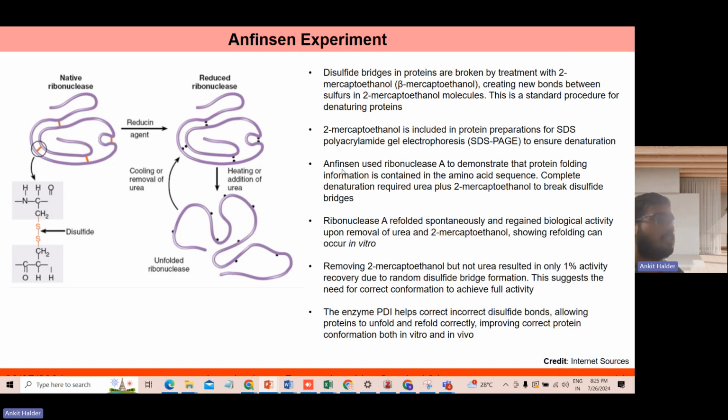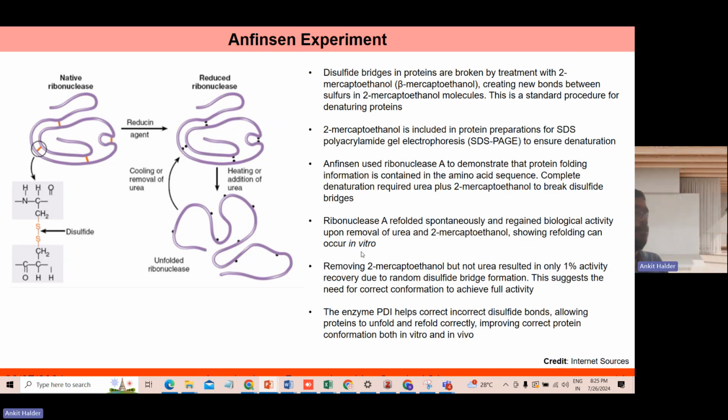So Anfinsen used ribonuclease A to demonstrate that protein folding information is contained in the amino acid sequence. What he wanted to state from this simple experiment is that the protein folding information is contained in the amino acid sequence. And this complete denaturation required urea plus 2-mercaptoethanol to break disulfide bridges.